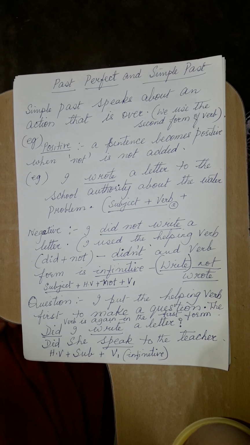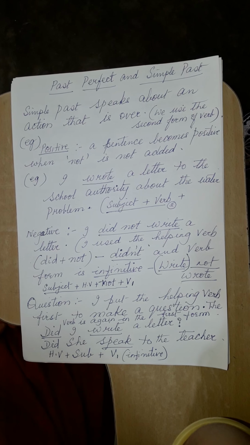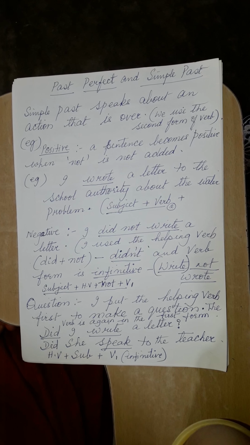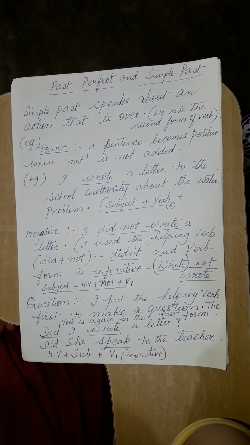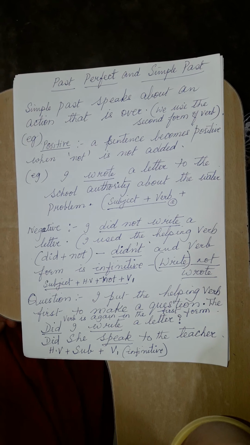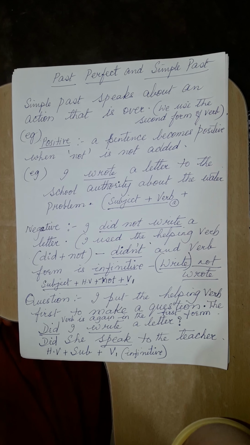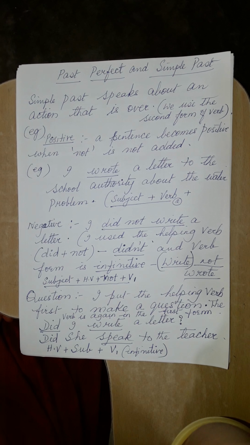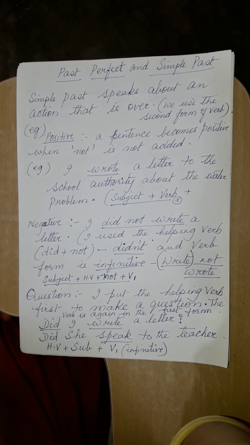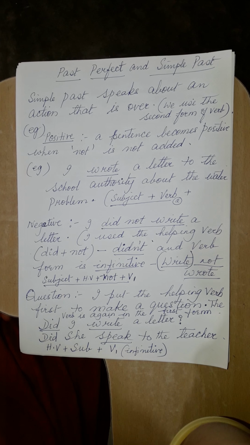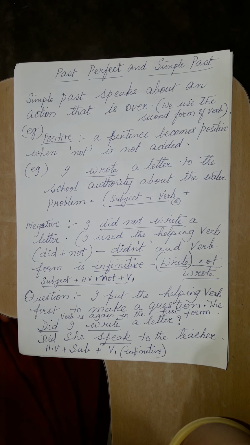So, for example, an action that happened a long time ago which has no connection with the present, or you just want to make a reference about it. So over here the verb form that we use will be the second form of it. For example, if I say write, wrote, written, writing, I use the form wrote.